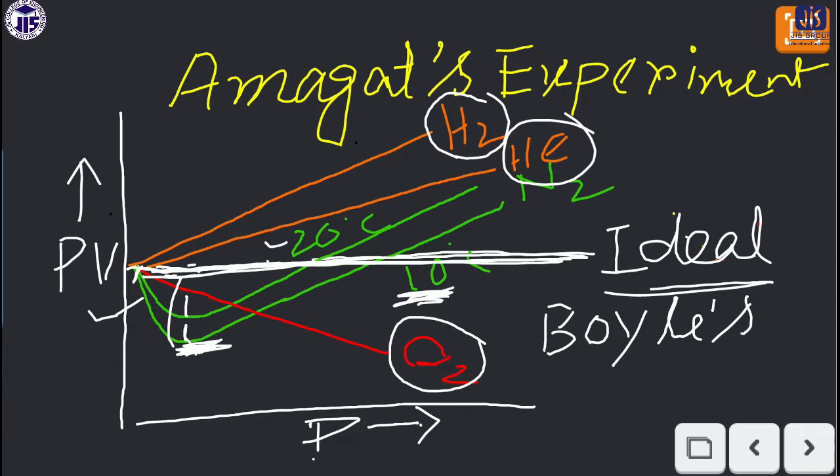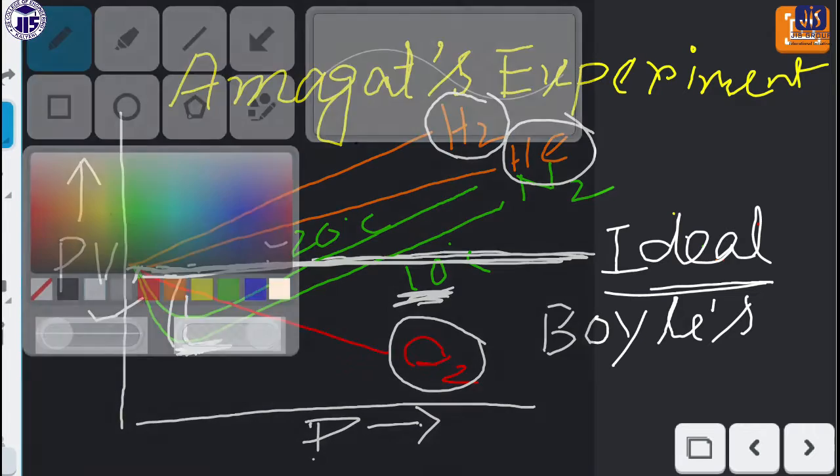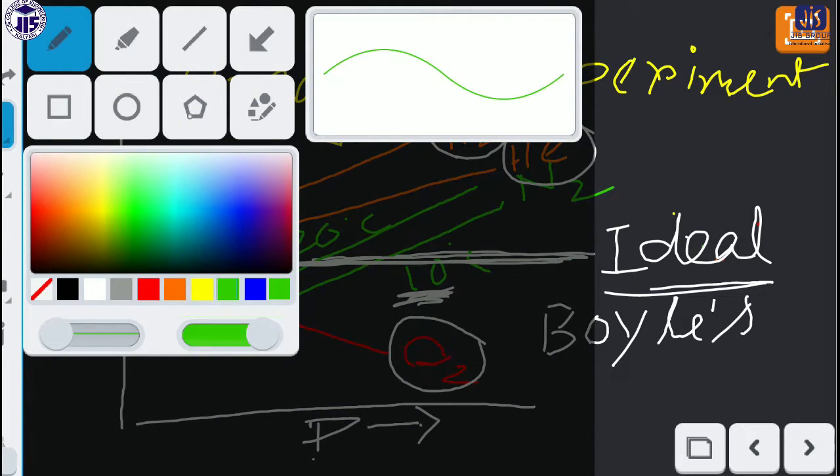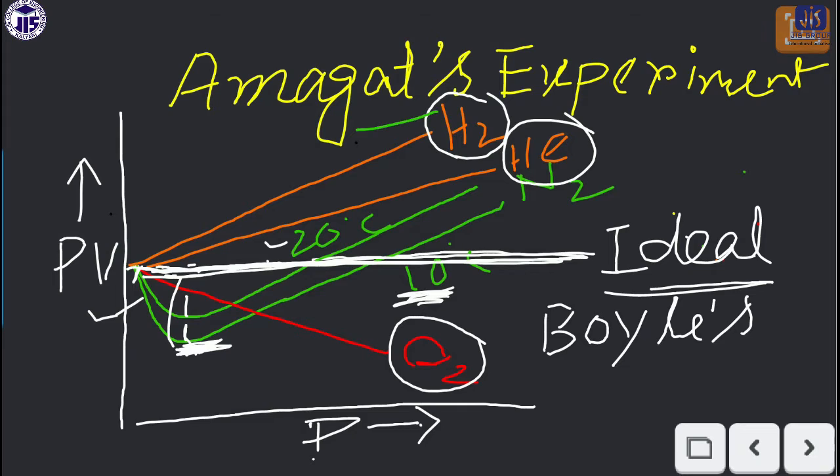However, H2 and He may be looked upon as being always above the Boyle temperature. And oxygen will always be below the Boyle temperature. So we have to find out what the Boyle temperature is, or we can write from this equation that the Boyle temperature is the temperature when this minima coincides here.